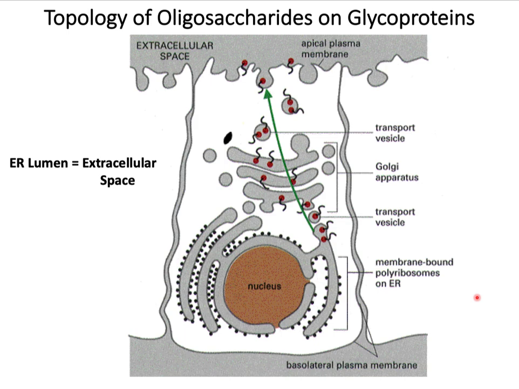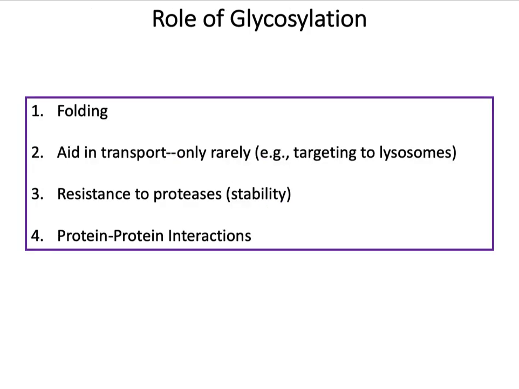Now over here, in the vesicle that is budding from the Golgi apparatus, again the N-linked portions are in the lumen of the transport vesicle, and now the transport vesicle moves to the plasma membrane and fuses with it. At that point, the N-linked glycan is on the outside of the cell. So the lumen of the ER, the lumen of these transport vesicles, and the lumen of the Golgi are equivalent to the extracellular space of the cell.